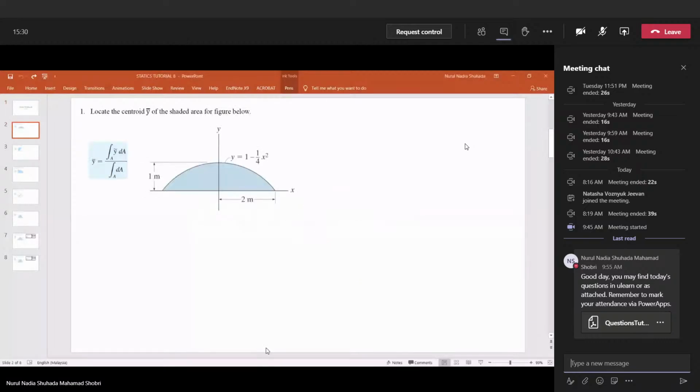Why don't you guys spend 5 minutes trying to solve question number 1 while waiting for your friends. Basically, question number 1 only wants the centroid of the shaded area at the y coordinate. Okay, so basically this is the formula. Try to work on this using this formula. We will discuss the answer to the question after 5 minutes.